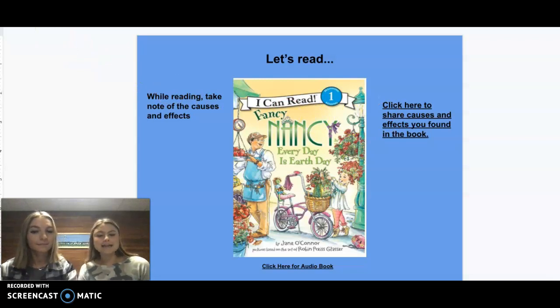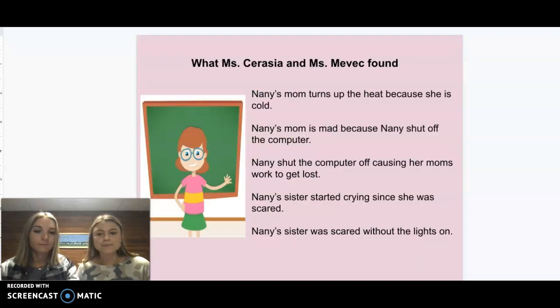Before you click here for the audiobook, go to slide 4 so Miss Mevick and I can show you what we found in the book, so you have examples of what you're looking for and how to word things. So we wrote what we found from the book. We said Nancy's mom turns up the heat because she is cold. Because is the word that we use to connect the cause and the effect. The next one says Nancy's mom is mad because Nancy shuts off the computer. That's another because one that connects the cause and effect.